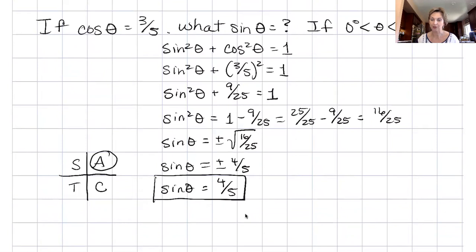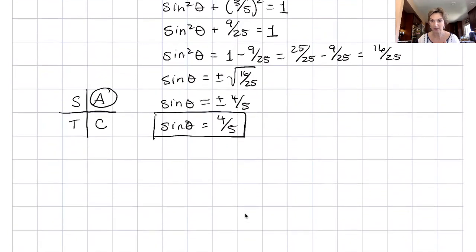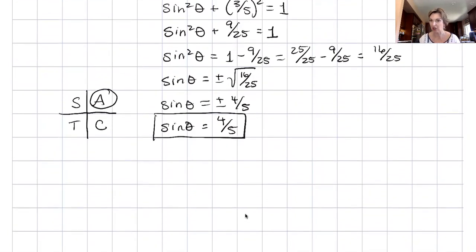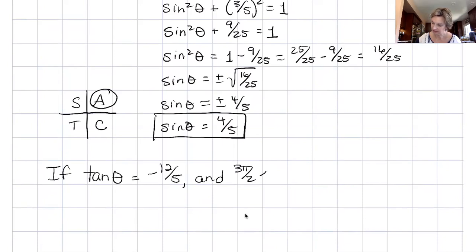Those are the easiest ones where the 2 things you're relating are the 2 trig functions in the identity. Okay, let's do one more like that, where the 2 trig functions are part of the identity you're working with. If tangent is negative 12/5, and your angle is in quadrant 4 this time, what is secant? Okay, so we're relating tangent and secant this time, and our angle is in quadrant 4.